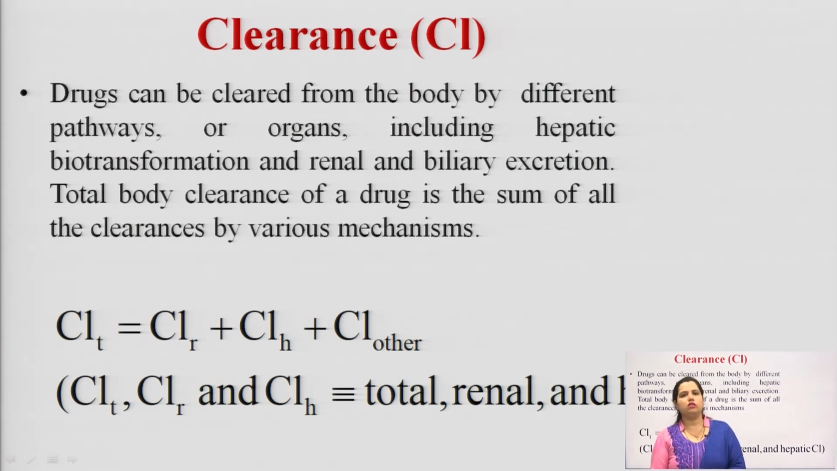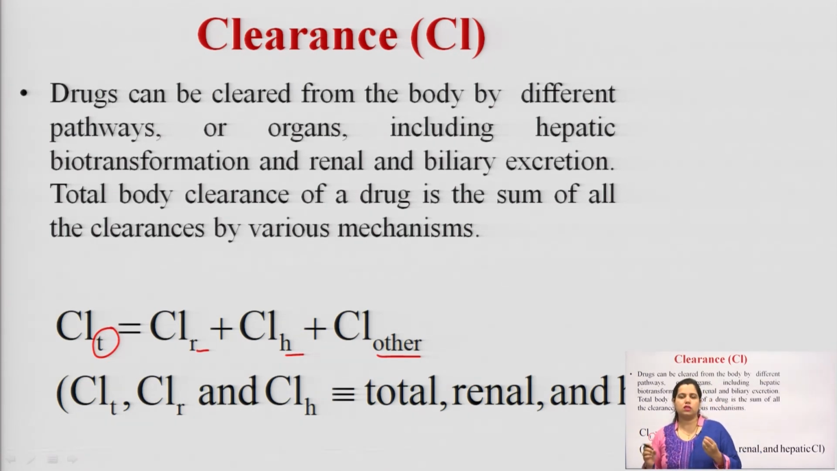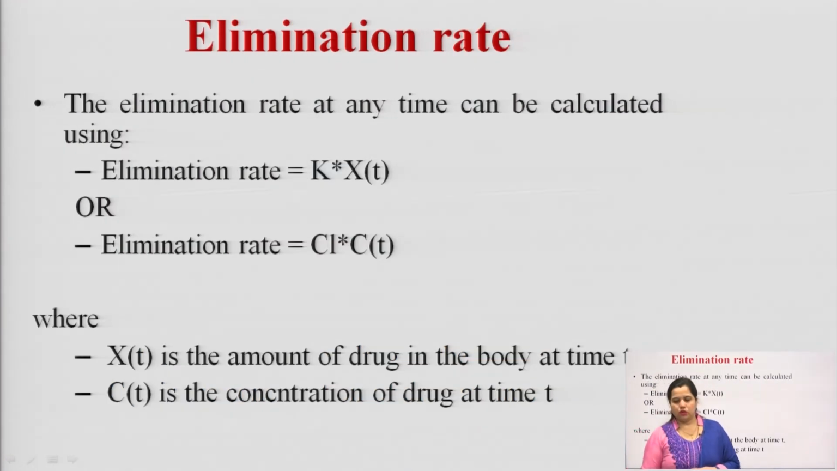So, total body clearance of a drug is the sum of all clearances by various mechanisms. If you calculate total body clearance, CLT, it is CLR, renal clearance, plus hepatic clearance and other clearances. So, CLT is the sum of the different kinds of clearances, where CLR and CLH are the renal and hepatic clearances. Elimination rate: the elimination rate at any time can be calculated using K into XT, where XT represents the drug amount at a particular time, or elimination rate is equal to CL into CT.